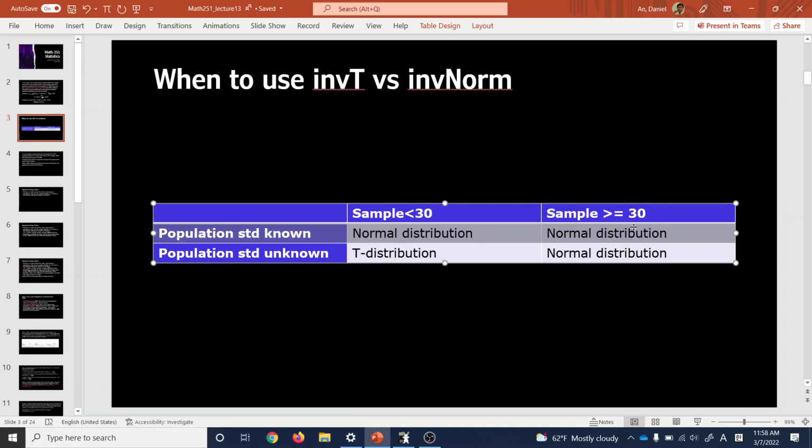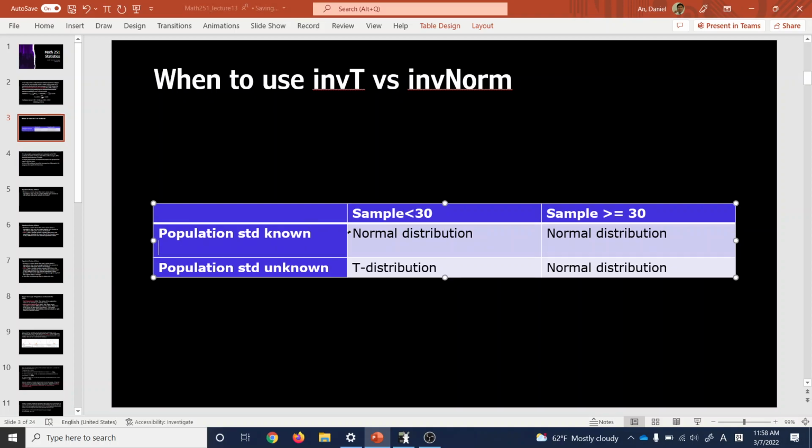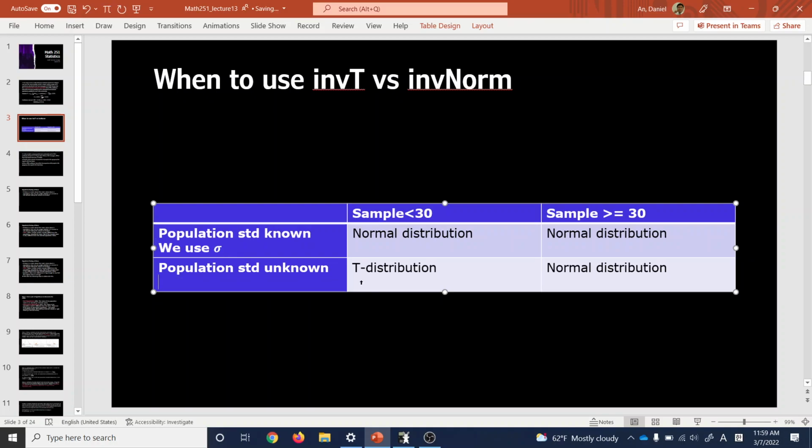Yeah, but that brings me to another question. So then, what would we plug in like SX in the formula? Like T alpha over 2? So if population standard deviation is known, then here we use the population standard deviation. Okay? But if it's not known, we use the sample standard deviation. Oh, I see. Because you don't know the population, so you just use SX as your replacement for the sigma.